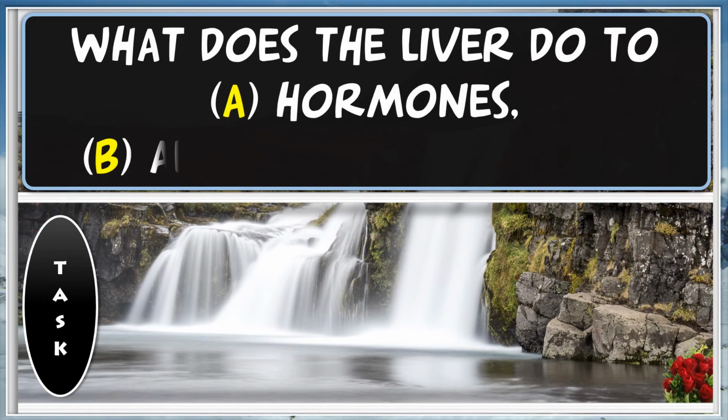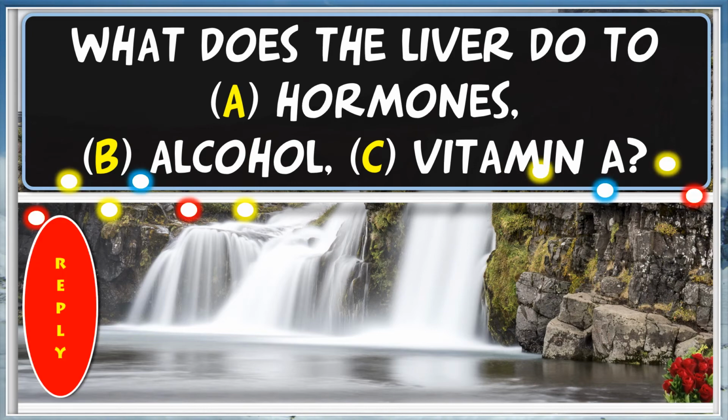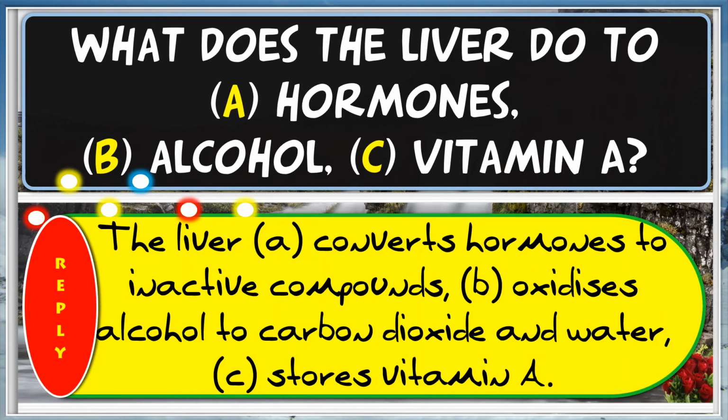What does the liver do to A. Hormones, B. Alcohol, C. Vitamin A? The liver A. converts hormones to inactive compounds. B. Oxidizes alcohol to carbon dioxide and water. And C. Stores vitamin A.